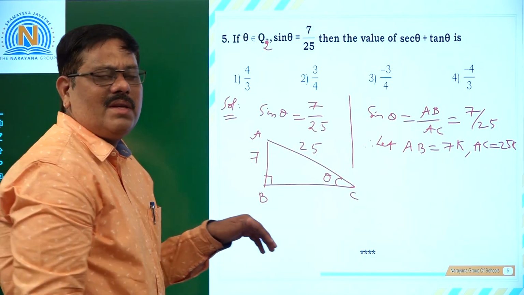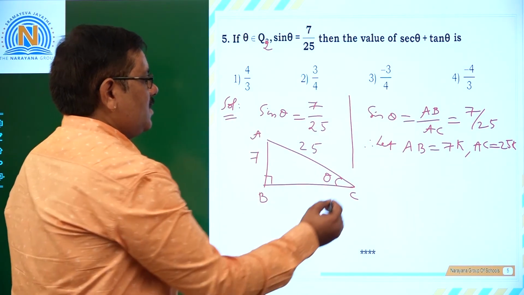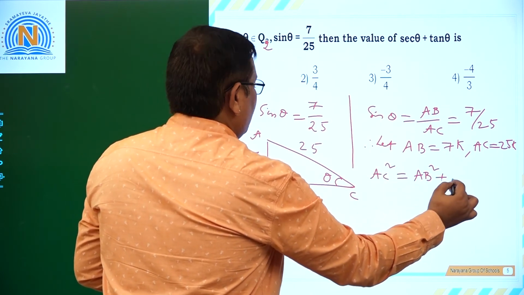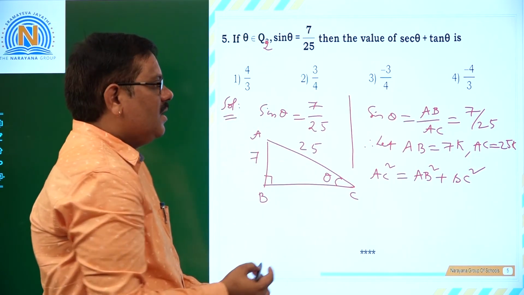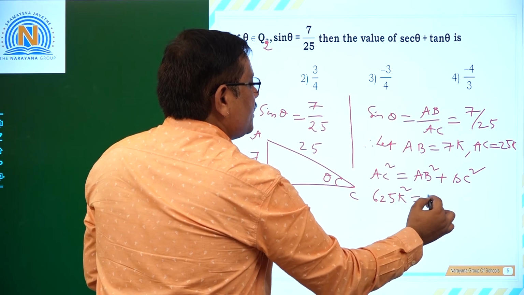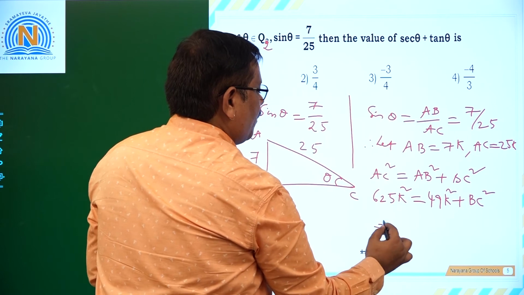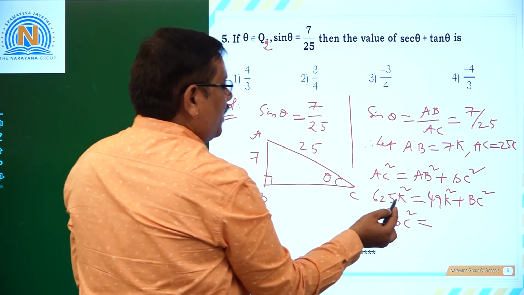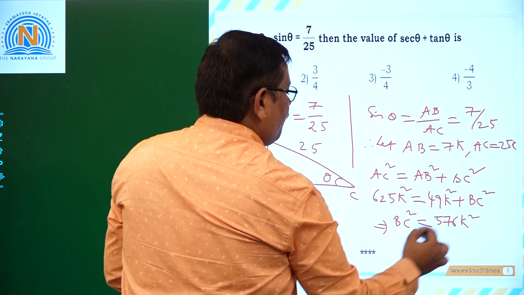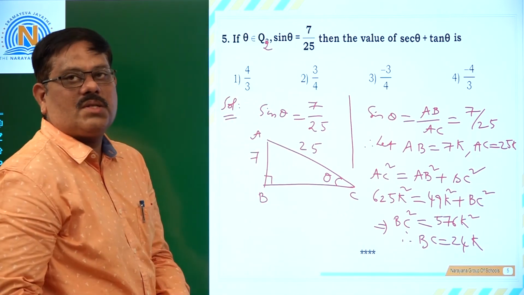Okay. Now how to get BC? To get BC, we have to make use of Pythagoras theorem. What is Pythagoras theorem? AC square is equal to AB square plus BC square. That is Pythagoras theorem. AC square is nothing but 625k square. AB square is nothing but 49k square. Thus we have BC square. That implies BC square is going to be 625 minus 49, that is nothing but 576k square. Therefore, BC is 24k. The value of BC is 24k.